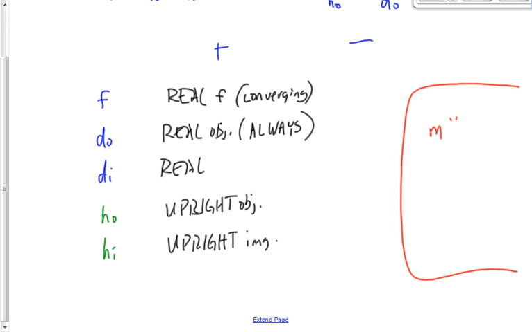M is positive when? Not when the object is upright, not when the image is upright, not when the object or the image is real, but rather when the object and image... Good. They're on the same side of the principal axis. So they're both upright or they're both inverted. But if the object is upright, the image is inverted, it's a negative m. If the object is inverted and the image is upright, then again, it's a negative m.